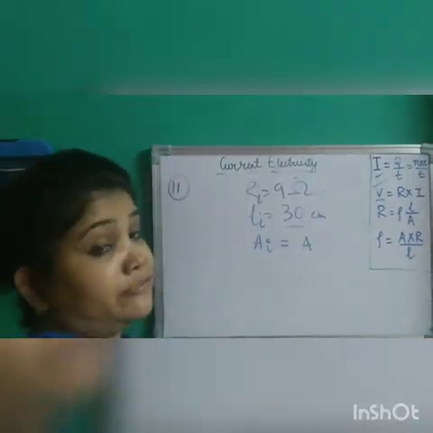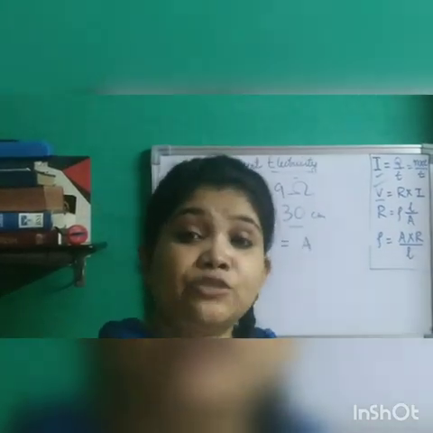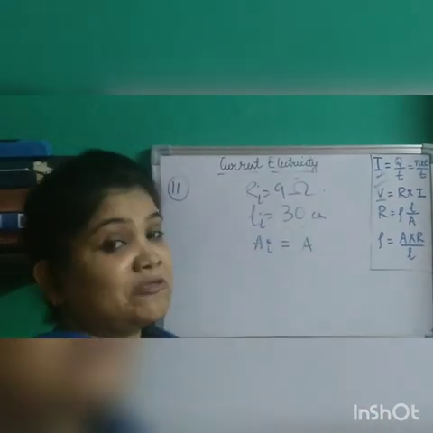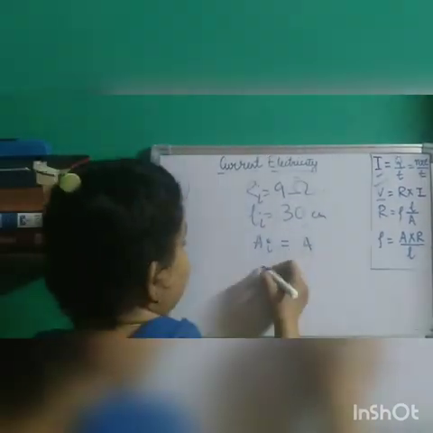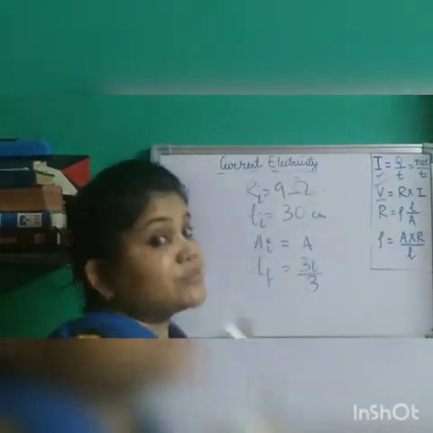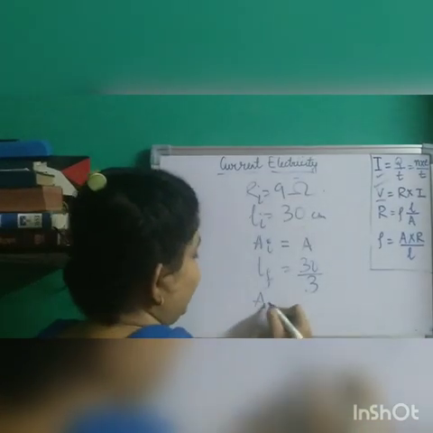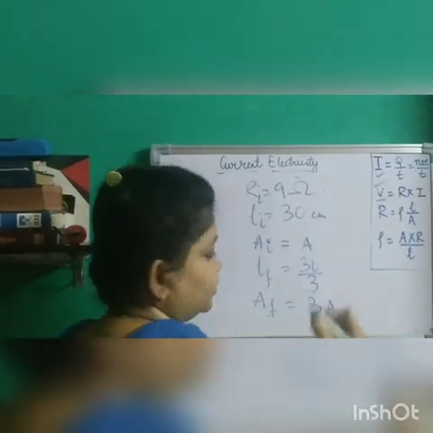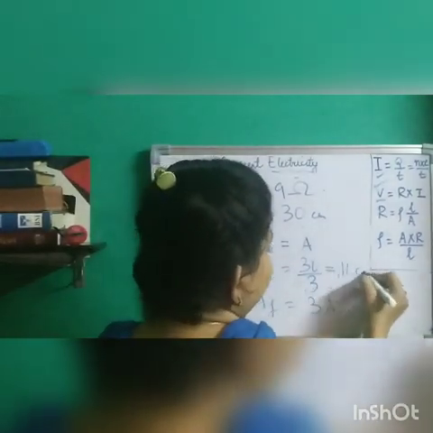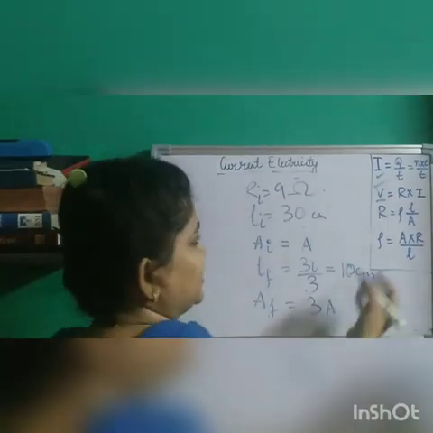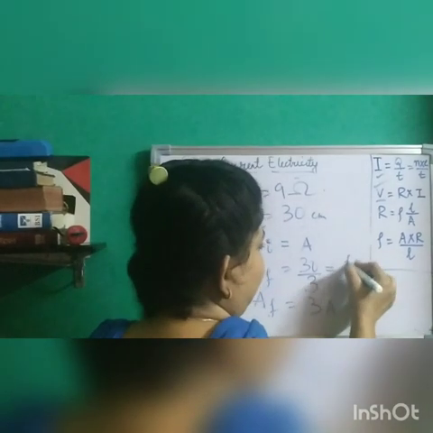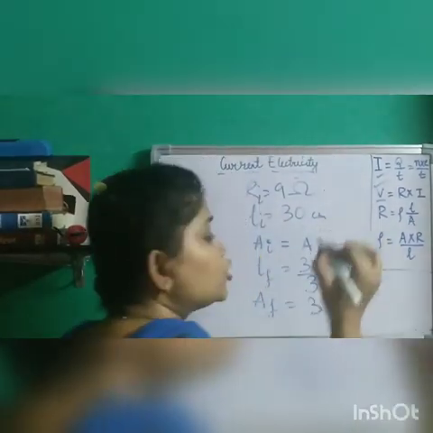So remember, if area is increased, that means length will decrease. If Li is 30 centimeter, what will Lf be equal to? Lf will be 30 by 3, because the area has tripled, and your final area will be 3A. So 30 by 3 means it will become 10 centimeter. You can easily write 30 by 3 as Li by 3. Better write it as Li by 3. It will be easy for you to do the sum.